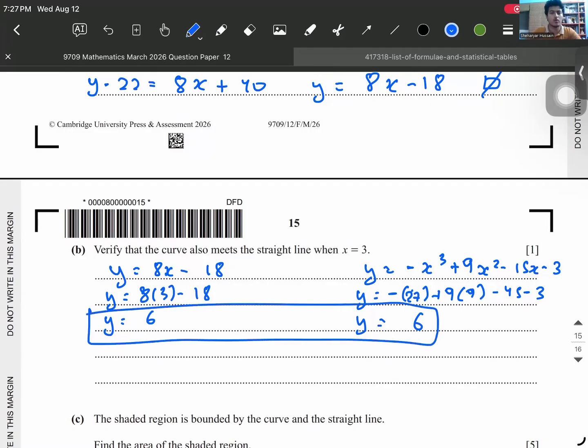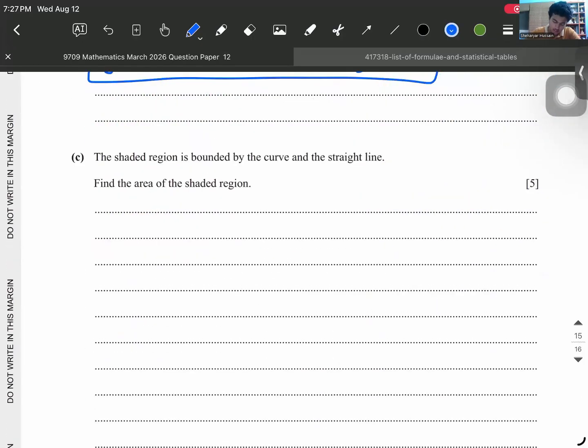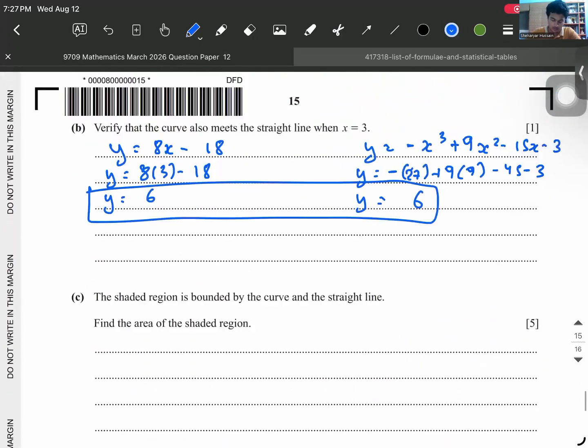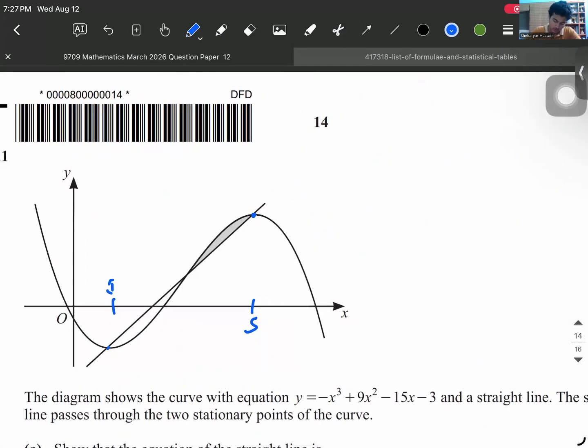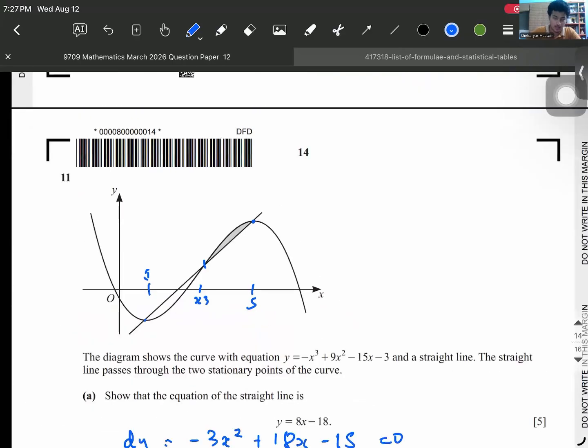Okay, so moving on to part C. Part C says the shaded region is bounded by the curve and the straight line. Find the area of the shaded region. The shaded region is bounded by the curve, so that means that x equals 3. Our limits are 3 to 5.